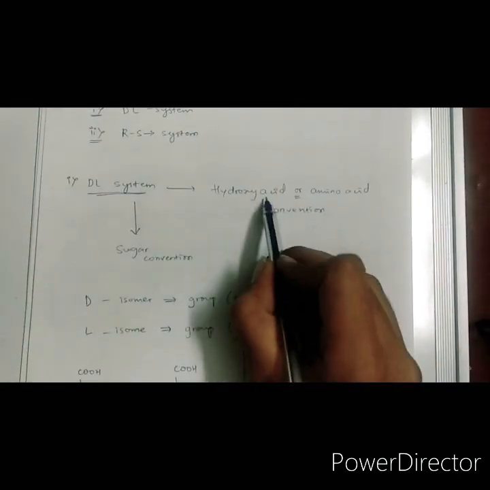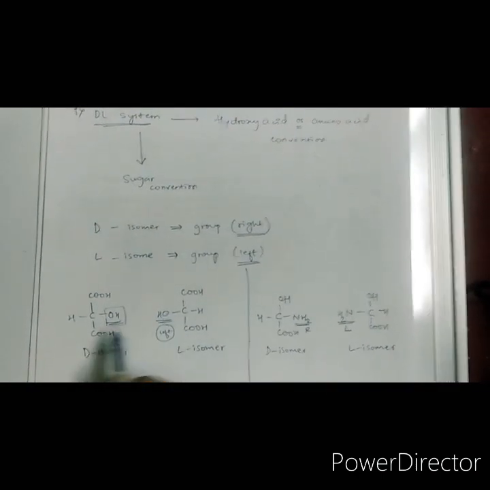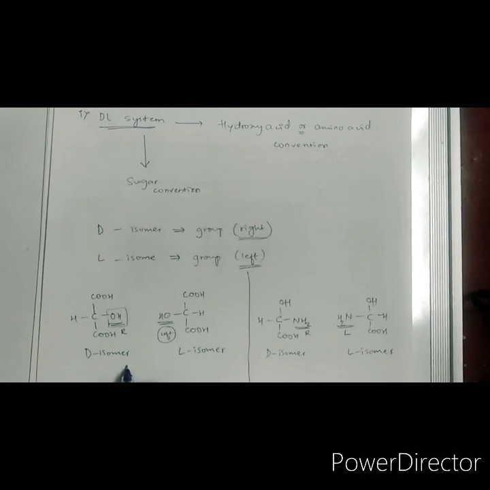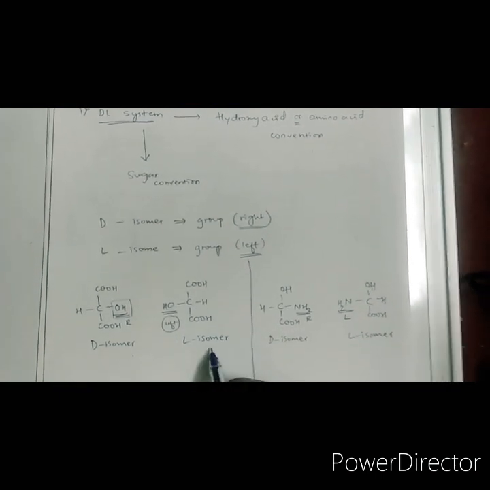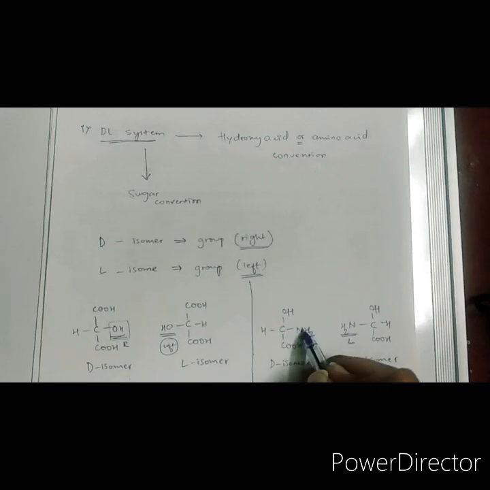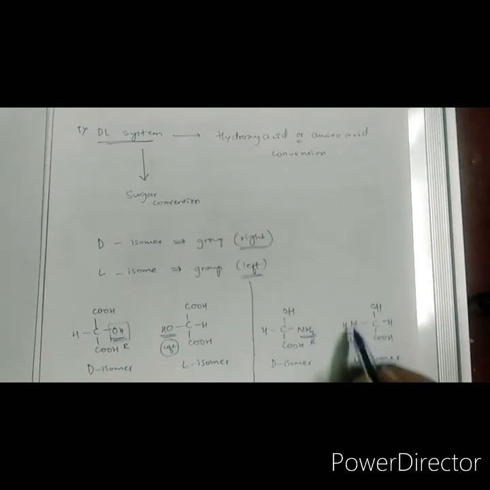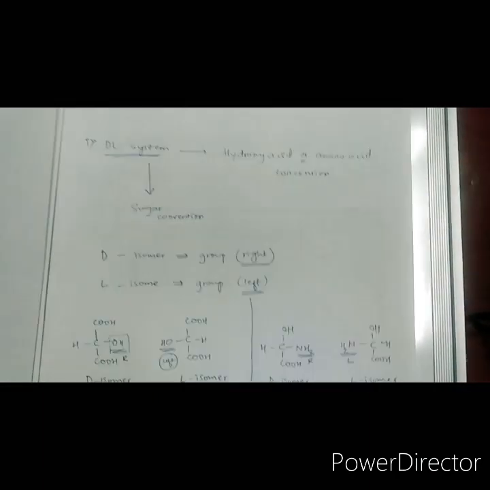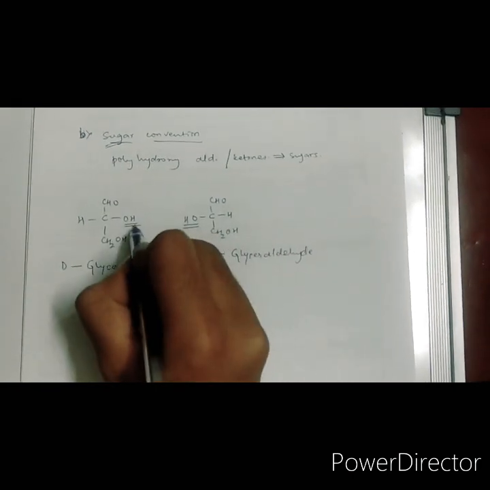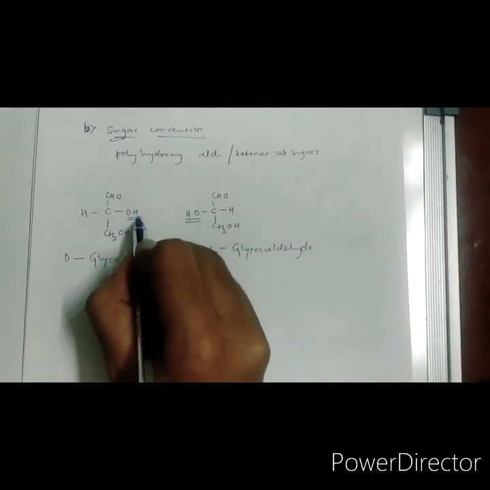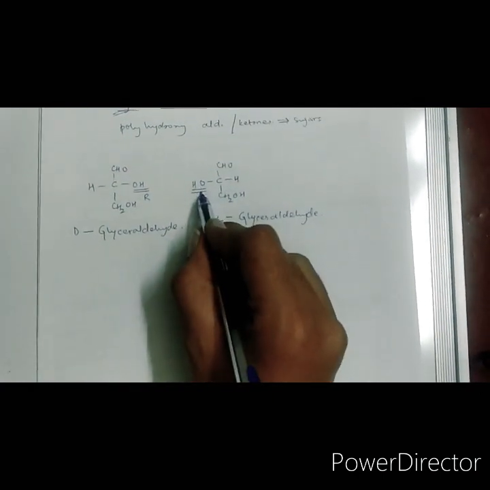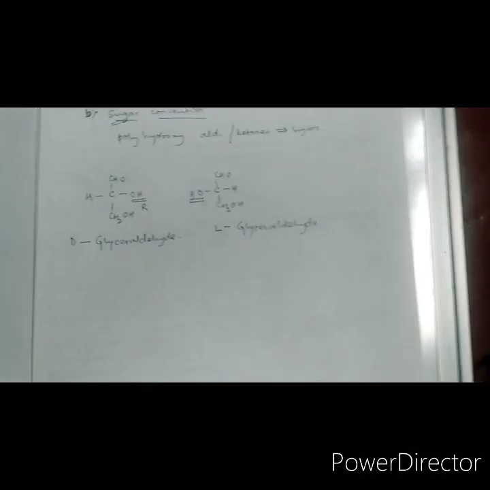That is based on the hydroxy acid or amino acid convention, that is the hydroxyl group's position, whether on the right hand side or left hand side. If it is present on the right hand side, it is known as D isomer, and if it is present on the left hand side, it is known as L isomer. Similarly, the position of the amino group on the right hand side is D isomer, and the position of the amino group on the left hand side is known as L isomer. To define the sugar convention, we also define the position of hydroxy groups. Position of the hydroxy group on the right hand side is known as D-glyceraldehyde, and if it is on the left hand side, then it is known as L-glyceraldehyde.